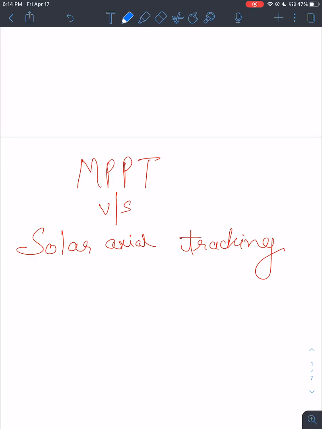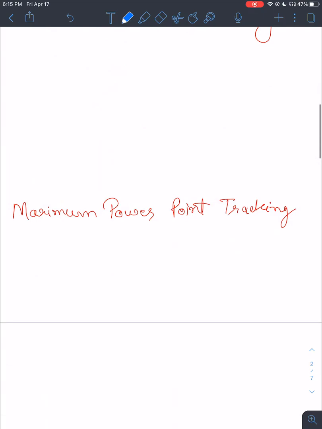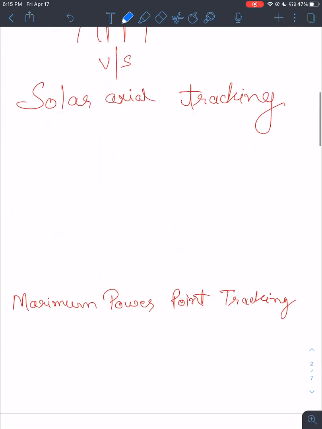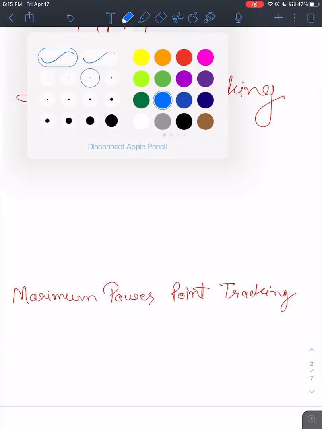Before starting with this, I just want to clarify that I am making a few assumptions here, that you have some working knowledge of electrical. You know what current is, you know what voltage is, you understand power and resistance, just a basic definition and everything. So let's get into it. What is maximum power point tracking? Oh, sorry. What is MPPT? MPPT is maximum power point tracking.